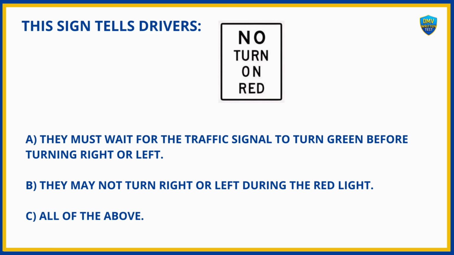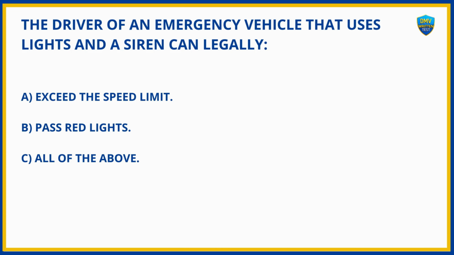And the answer is C. All of the above. The driver of an emergency vehicle that uses lights and a siren can legally A. Exceed the speed limit. B. Pass red lights. C. All of the above.